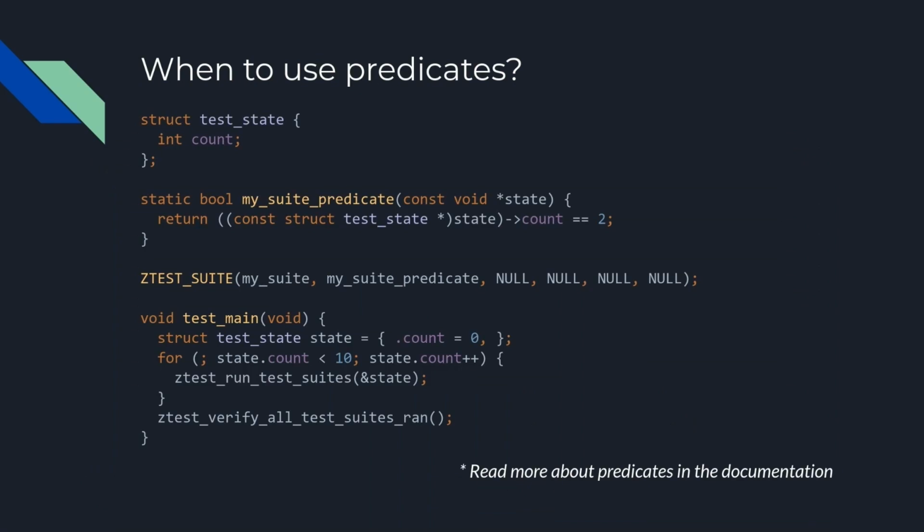So when do we want to use predicates? In this example, we have my suite, which is a test suite that only wants to run when the count is 2. To do this, we create a predicate that checks the state by casting it to test state and then verifies that count is equal to 2. This is the only condition in which this predicate will return true. The custom test main then iterates from 0 to 10 and tries to run all the test suites each time. At the very end, we call ztest verify all test suites ran. This function will make sure that every suite in this binary ran at least once.